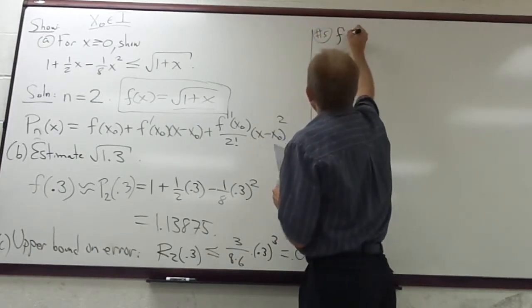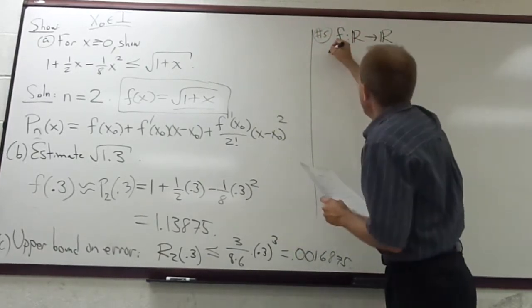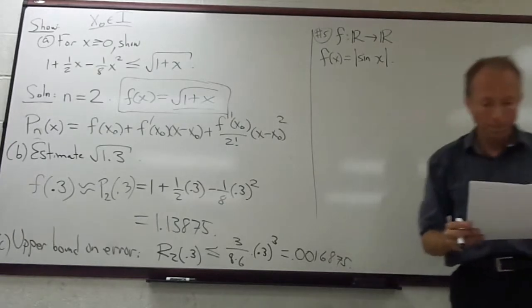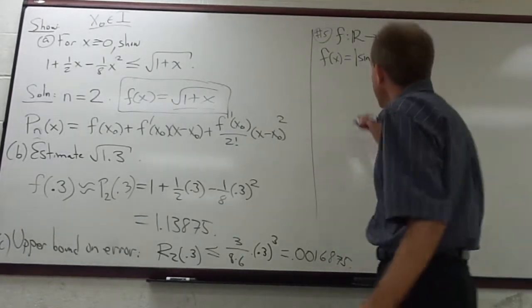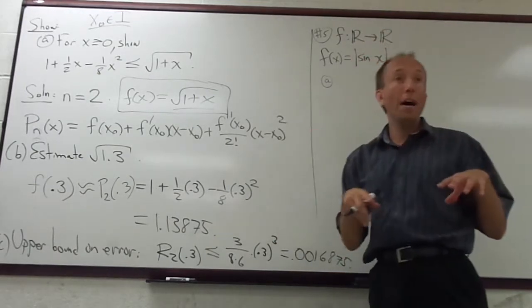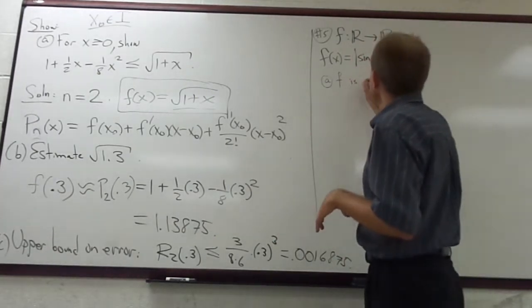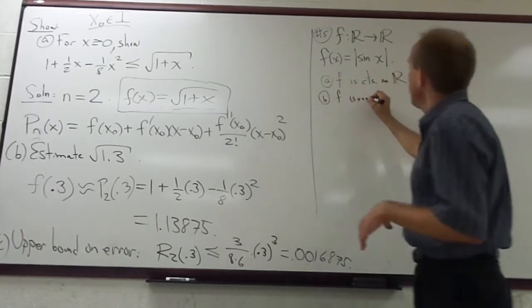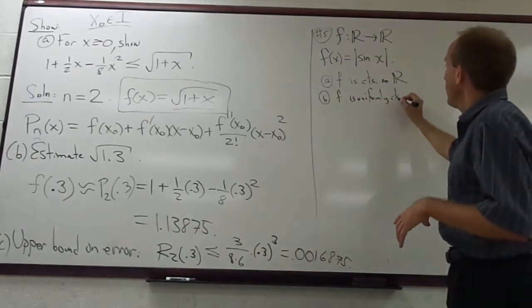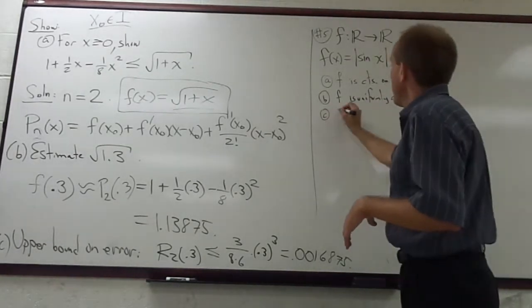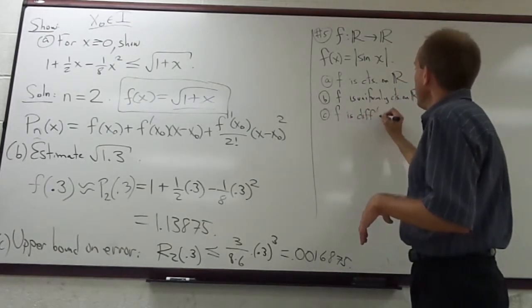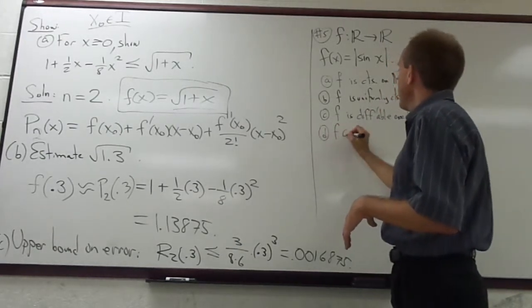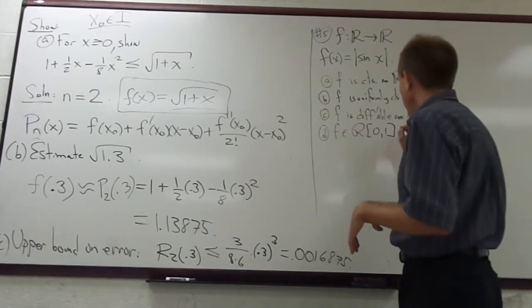Here's what it says. You take the function from R to R defined by f of x equals the absolute value of the sine of x. And then here are the questions I'm going to ask you. These are all thumbs up, thumbs down. Okay? F is continuous on R. Second part will be F is uniformly continuous on R. Third part is F is differentiable on R. And the fourth part is F is Riemann integrable on the closed interval 0, 1.